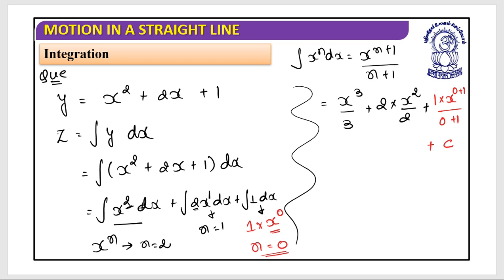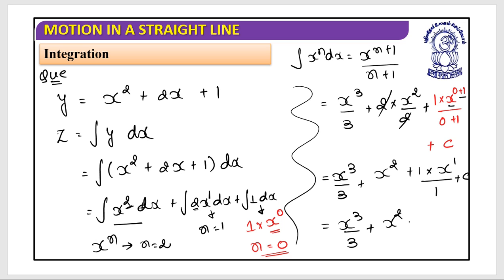Yes. So if I solve this, it would be x cube by 3 plus, this 2 and this 2 cancel out, x square plus 1 into x to the power 1, that is x to the power 1 divided by 1, plus c. So it would look like x cube by 3 plus x square plus x plus c. This would be my final answer, where c is a constant. Now can you do this kind of thing? Are you sure?